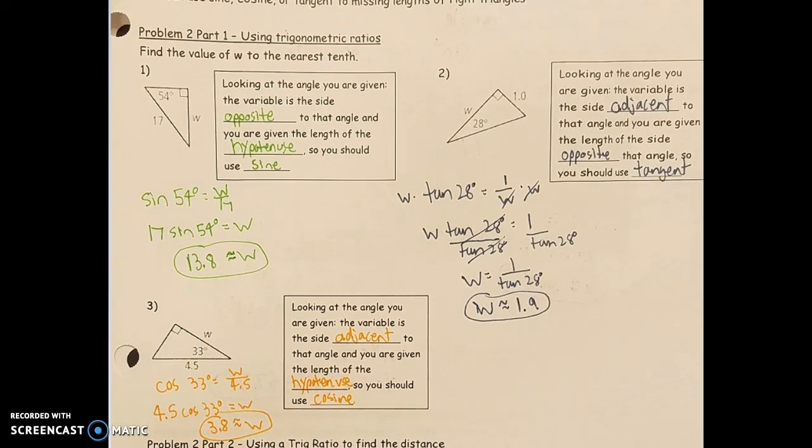And last practice question there. Looking at our pieces, we start with this angle, and we want to find the side that's adjacent, and we also know the length of the hypotenuse. So adjacent and hypotenuse, we want to be thinking cosine. So cosine of 33 degrees is adjacent over hypotenuse, which is W over 4.5. And just like the first practice problem, I can just multiply both sides by 4.5 and enter 4.5 cosine 33 into my calculator. Should get about 3.8.